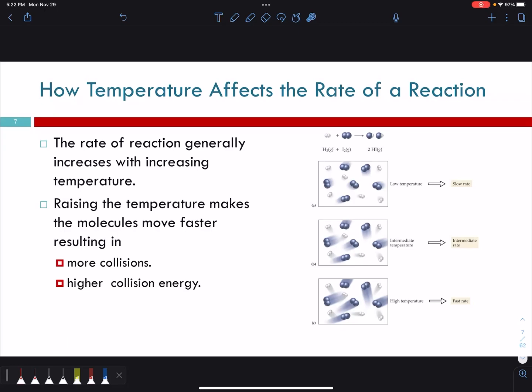Another thing that we can modify to change the rate of a reaction is the temperature. Temperature determines how fast the particles, especially of a gas, are moving. If they're moving faster, they have more energy, so when they do collide, they'll be more likely to react. In addition to higher collision energy, they're moving faster, so they're more likely to have a collision as well. So you're going to get a double effect there.